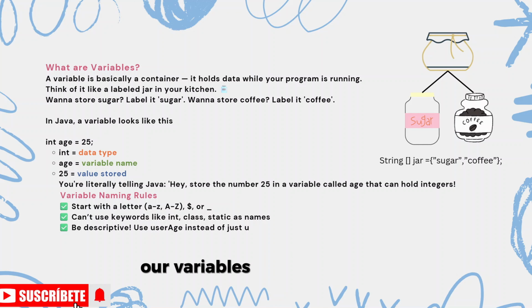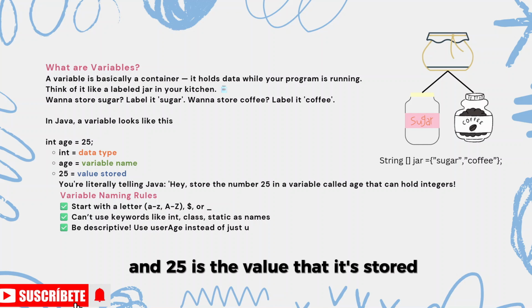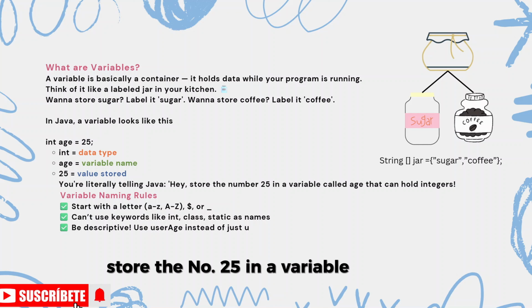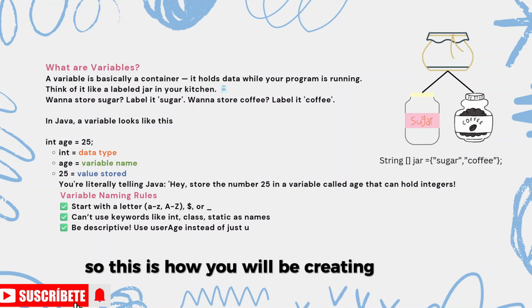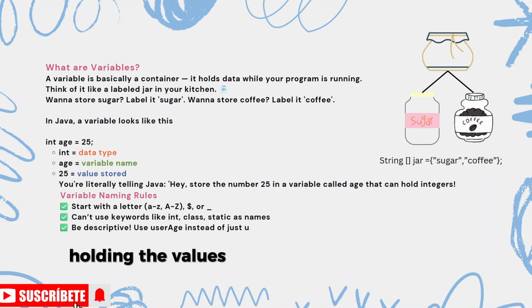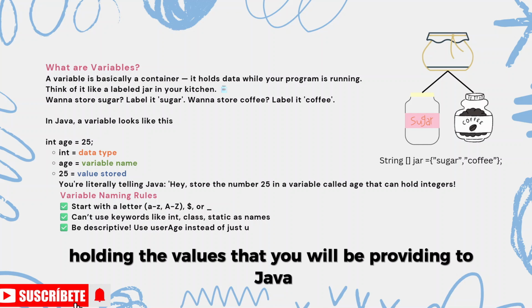So in Java, our variables look like this: int age equals 25. Here int is your data type, age is your variable name, and 25 is the value that is stored. You're literally telling Java, hey, store the number 25 in a variable called age that can hold an integer. This is how you create a variable, and it holds the values that you provide to Java.